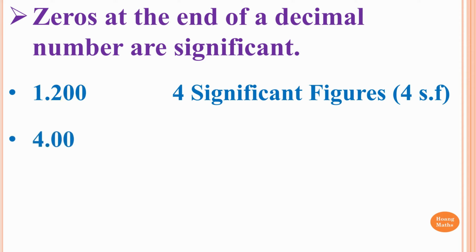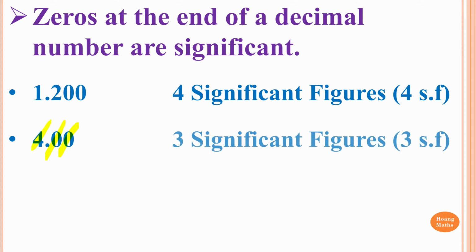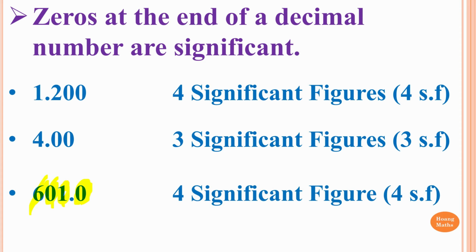Now 4.00. Because zeros at the end of a decimal number are significant, we count this, and this as well. So we have 3 significant figures. Last example. Again, remember 0 at the end of a decimal number counts as significant. So we have 1, 2, 3, 4. So we have 4 significant figures.